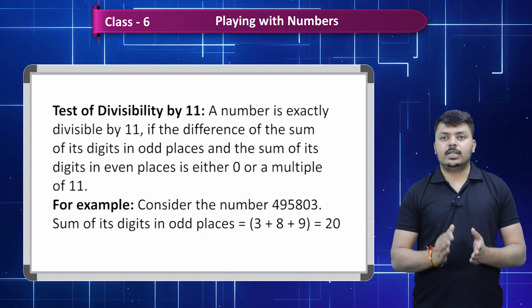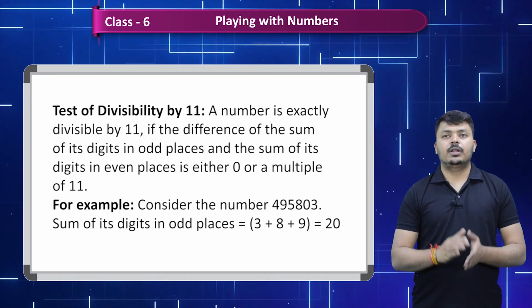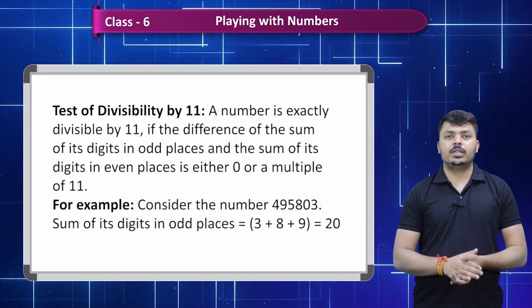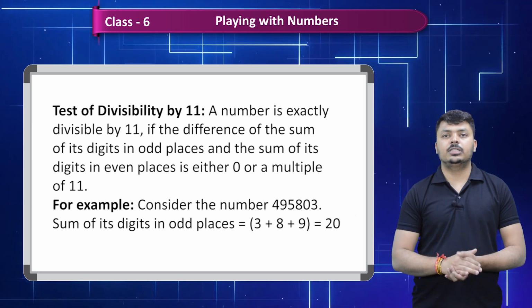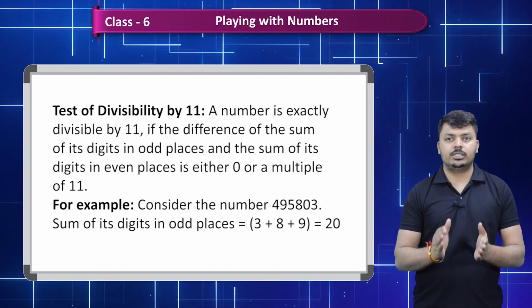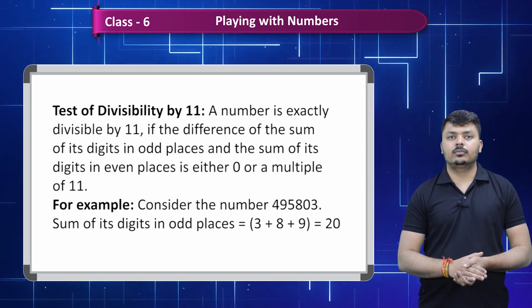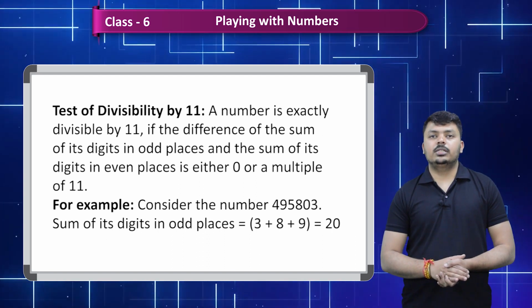Test of divisibility by 11. A number is exactly divisible by 11 if the difference of the sum of its digits in odd places and the sum of its digits in the even places is either 0 or a multiple of 11. For example, consider the number 4,95,803.